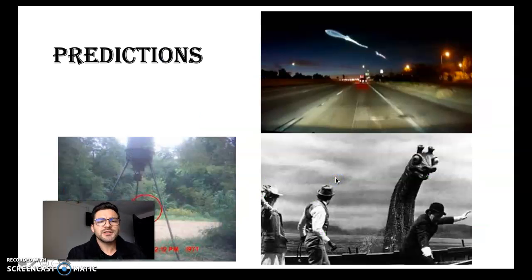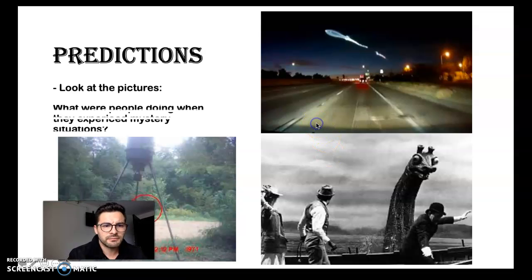Okay, let's continue. Let's make predictions. Okay, look at the pictures. And what were people doing when they experienced mystery situations? For example, UFO, the Nessie Monster, or the Bigfoot. Okay, what do you think? What were people doing when they experienced mystery situations?